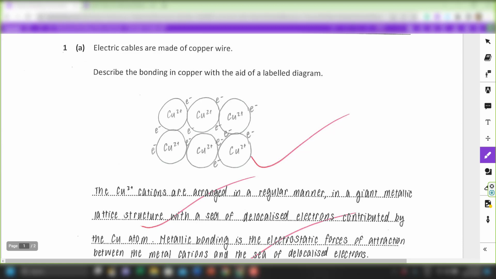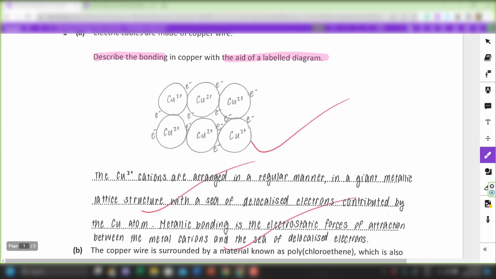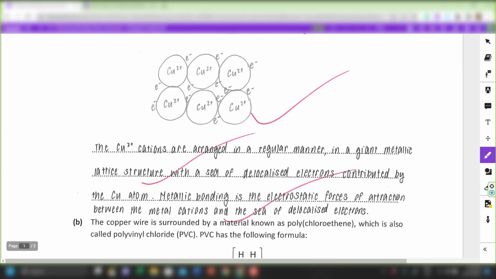Describe the bonding. As I mentioned, very often, describe the bonding requires a qualitative answer of some depth. In this case, you need to draw a diagram as well, with the aid of a labeled diagram. In general, for a labeled diagram, some of you might be wondering how comprehensive the diagram should be. Is the one shown in the sample scripts okay, or do I need to show 9 circles, or is 4 by 4 okay, etc.